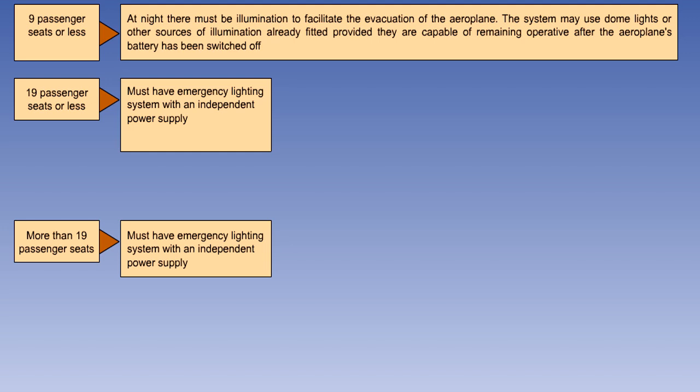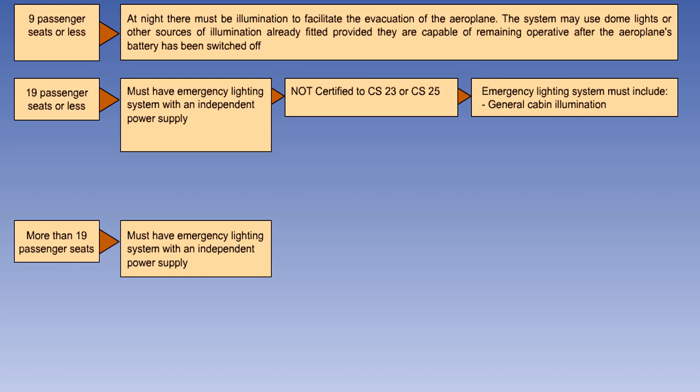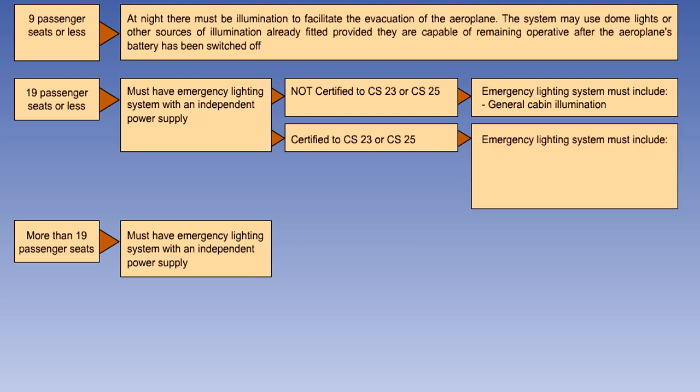All aeroplanes with an approved passenger configuration of more than 9 seats must have an emergency lighting system with an independent power supply. For aeroplanes with an approved passenger configuration of 19 seats or less, but more than 9, which are not certified to EASA SYS 23 or SYS 25, the independent emergency lighting system must include general cabin illumination. For those which are certified to EASA SYS 23 or SYS 25, the independent emergency lighting system must include general cabin illumination, internal lighting in emergency exit areas, and illuminated emergency exit markings and location signs.